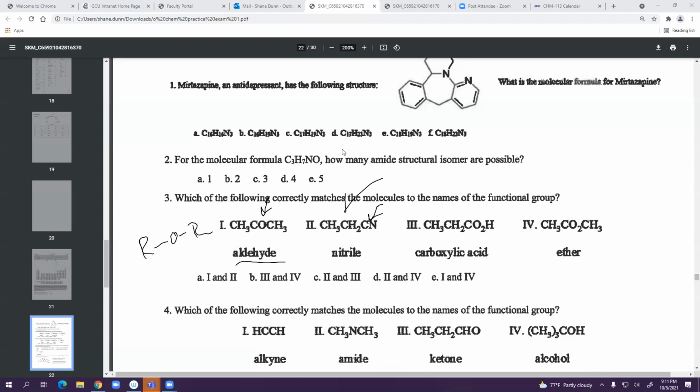So which one has 2 correctly? That one's wrong. That one's cool. That one's cool. That one's wrong. And that one's wrong. So between C and D now. Okay. Carboxylic acid is what? Do I have 2 O's and an H right there? I have 2 O's and an H right here. Good. Check.